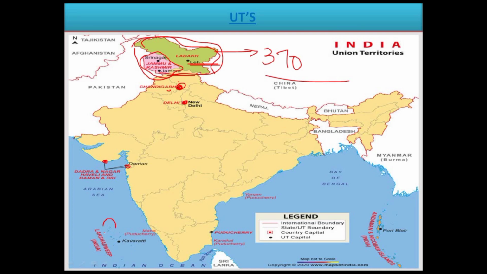Here is Puducherry, and its capital is also near that. This whole island group is known as Andaman and Nicobar, and its capital is Port Blair. I hope you understood their locations too. I will keep this clear so you can take screenshots.